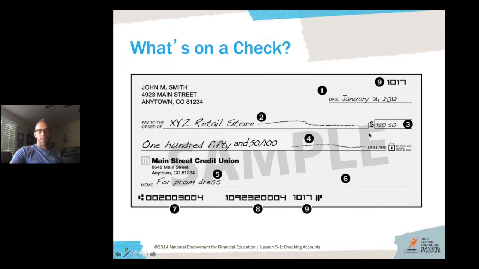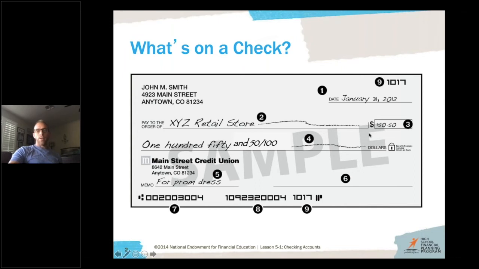Okay, so the far left number is a 9-digit number, and that is your bank routing number, also known as an ABA number. That's basically a number that identifies the banking institution. Every bank has a routing number. So this will be the same number on all of your checks that you do with this bank. It's a 9-digit number. So this bank's routing number is 002 003 004.